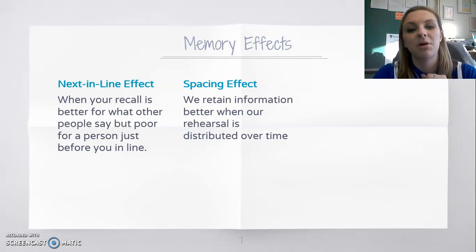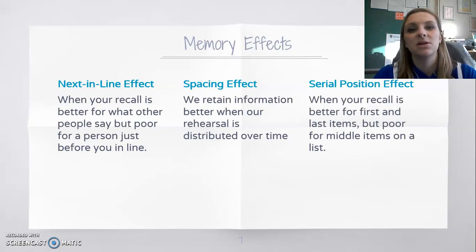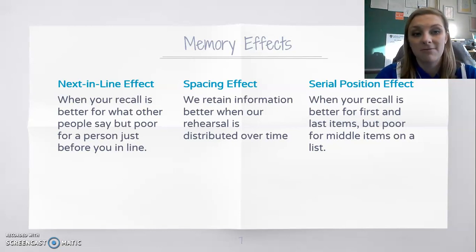We retain information better when our rehearsal is distributed over time. And then finally, the serial positioning effect. When your recall is better for first and last items, but poor for middle items on a list. Okay, so next in line effect. Let's talk about this again.